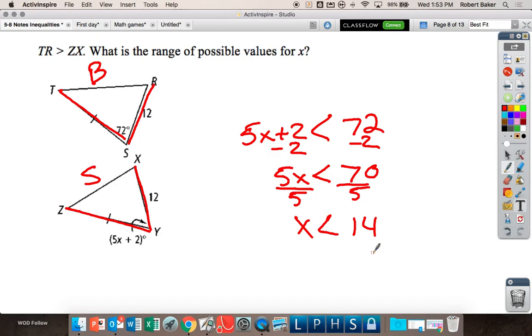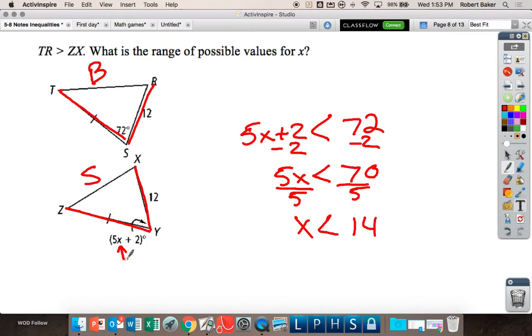So you like numbers between the two. So here's where we're at right now, like 14, right? 14 is the x value, so I plug a 14 in right here. 5 times 14 is 70, and 70 plus 2 is 72. So any number less than 14 would keep it true. That's why it's less. So you said it has to be from 0 to 14?